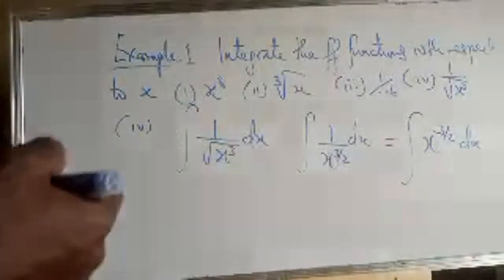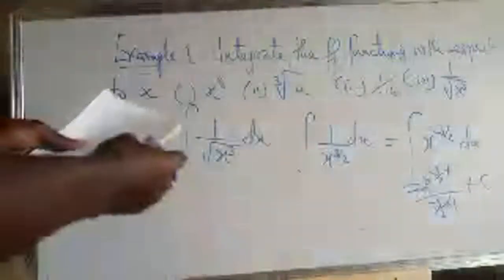Because by the time you take this x raised to power 3 over 2 up as numerator, it gets a negative exponent. So which will now be x raised to power minus 3 over 2 plus 1 all over minus 3 over 2 plus 1, everything plus c. By the time you add them together, I expect you to easily solve that. You have x raised to power minus half all over minus half plus c. If you bring down this one, it is x to the power minus half. Let's clean it up, please. Sorry about that.